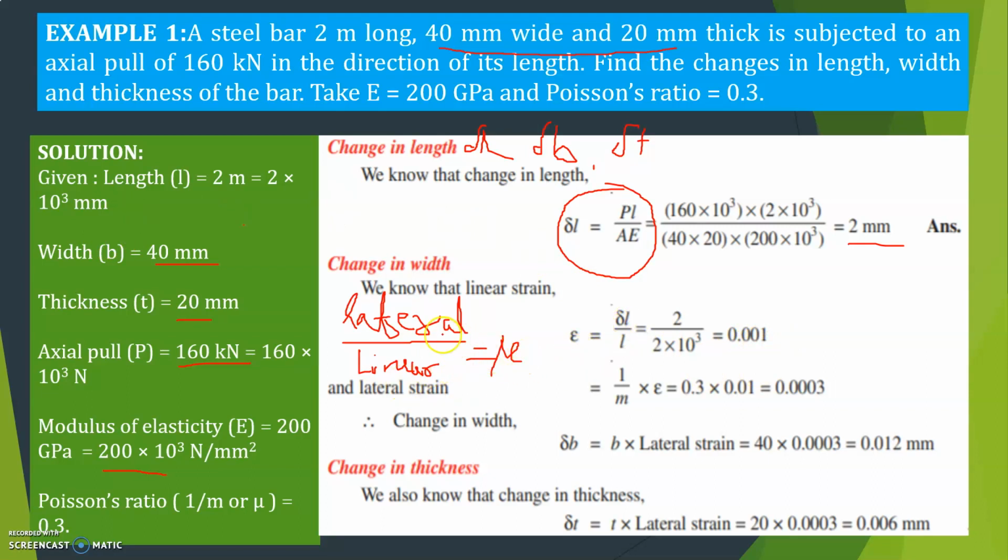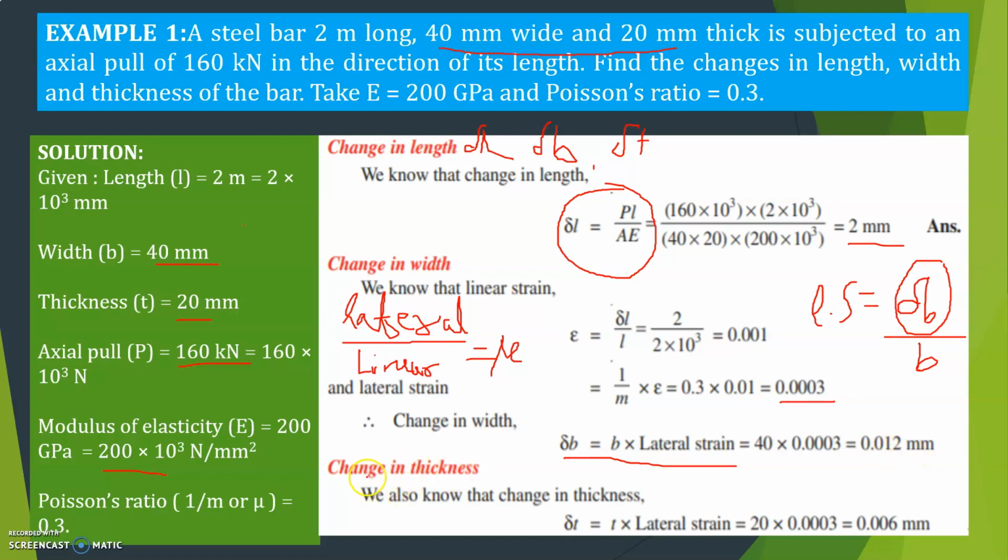So mu into linear strain is equal to lateral strain. Mu is 0.3, into the linear strain, 0.001. You get this, which is now the lateral strain. Now, the change in the width: lateral strain is change in the width divided by the original width, right? We want the change in the width, so that is lateral strain into width. That's why I've written here: change in the breadth is equal to B into lateral strain. Simplify, and you will get this.